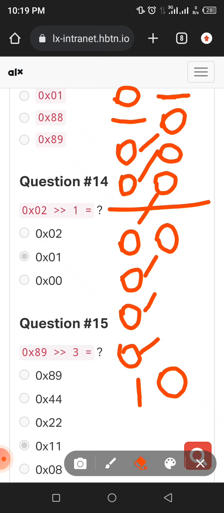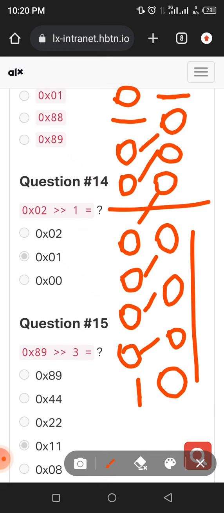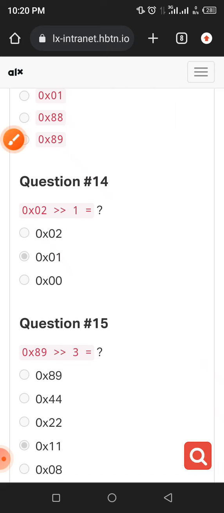So you have 0, 0, 0, which is the first one. 0, 0, 0, 0, which is going to be 0. And we have 0, 0, 0, 1, which is going to be 1. So we have 0 and 1. That's our final answer, 0 and 1. So that is it for this one.